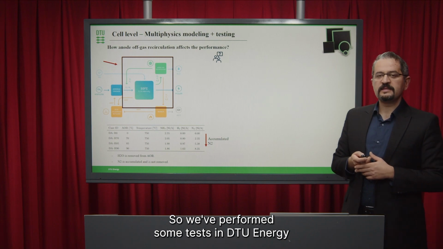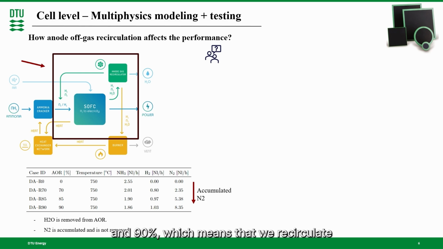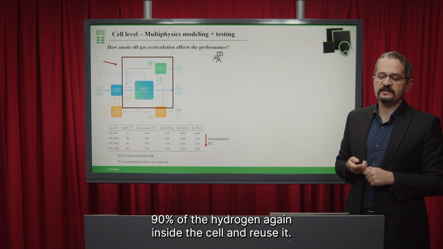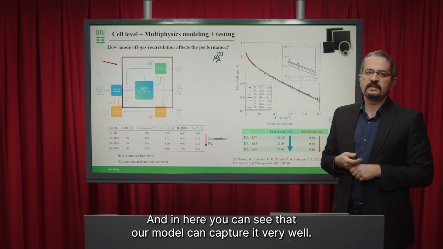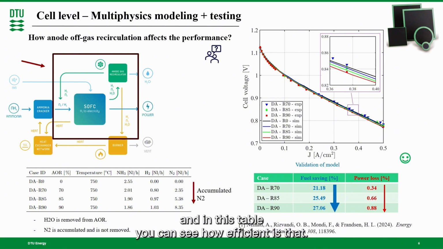We performed some tests in DTU Energy with different levels of recirculation, 70%, 85% and 90%, which means that we recirculate 90% of the hydrogen again inside the cell and reuse it. And here you can see that our model can capture it very well when we compare it to the experimental data, and in this table you can see how efficient it is.